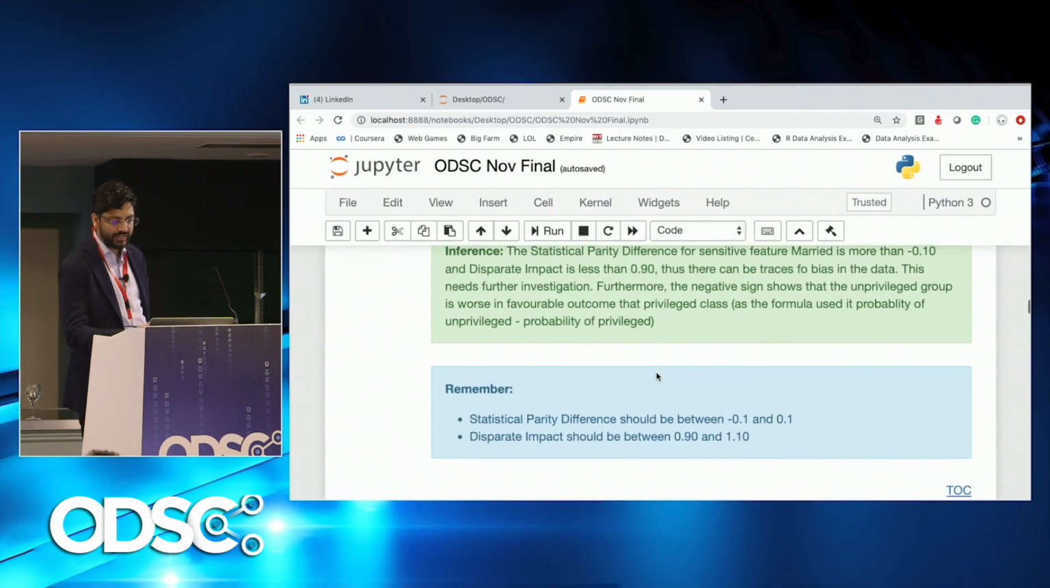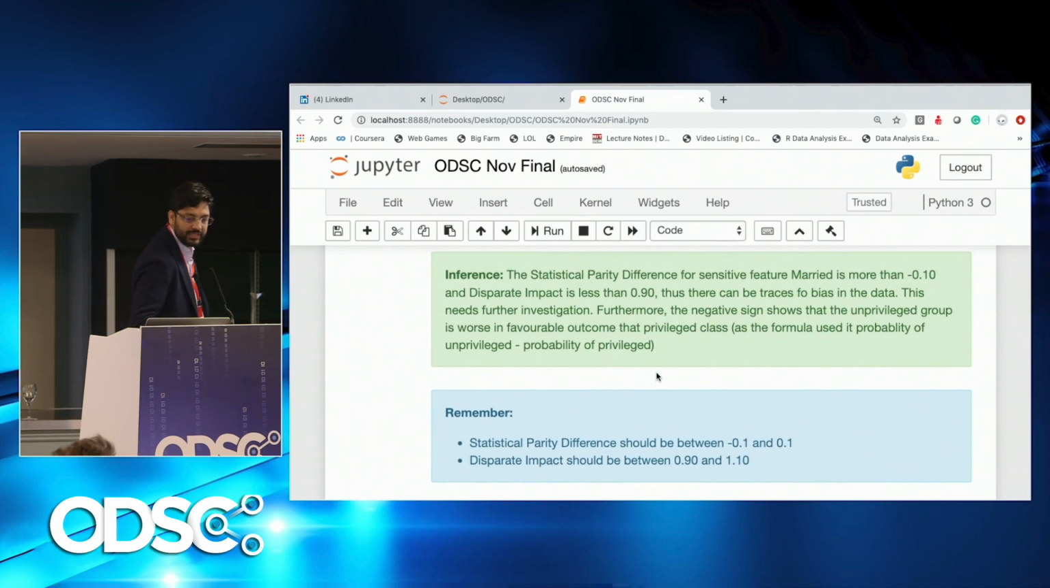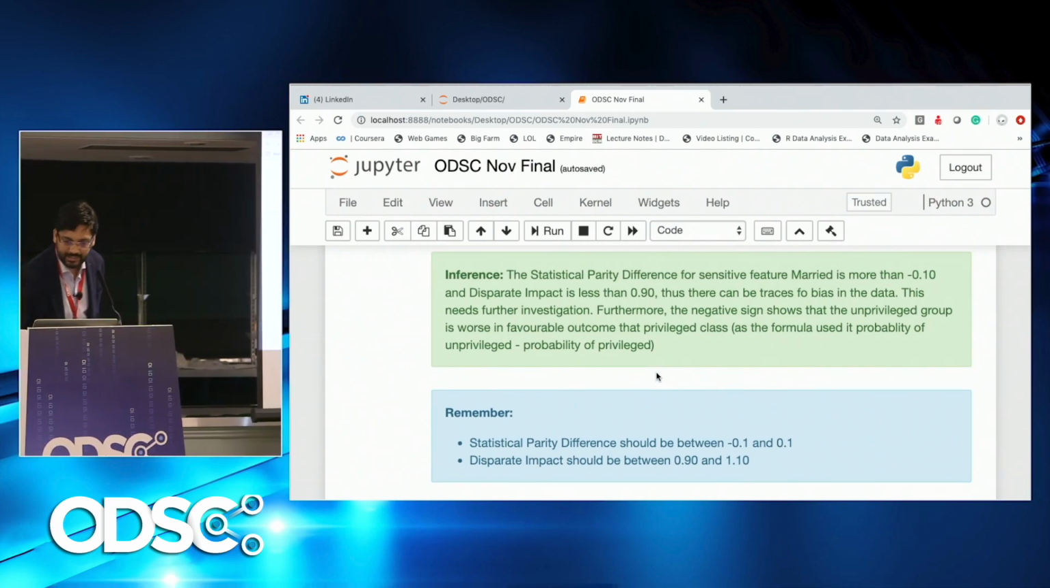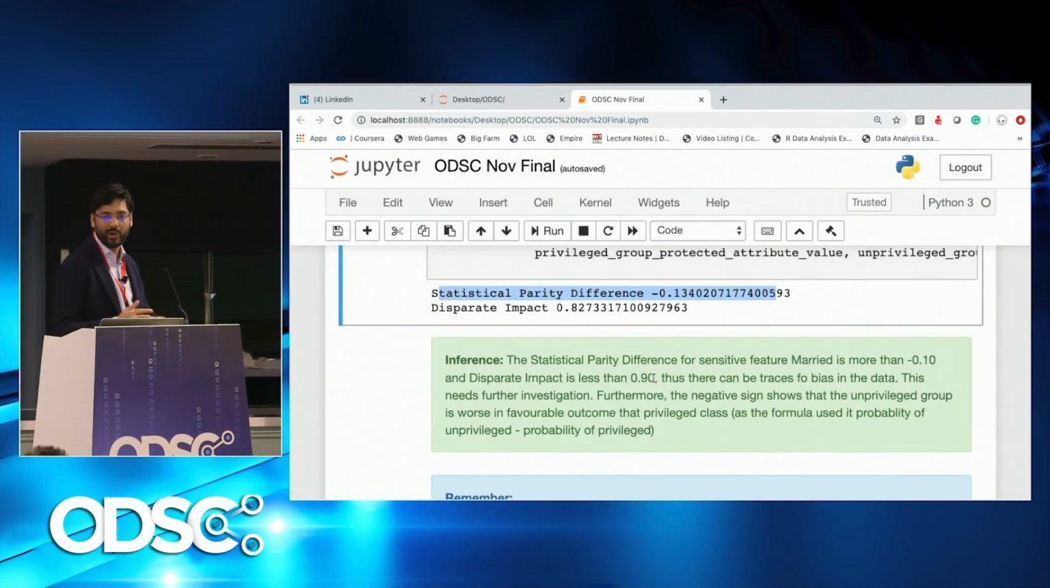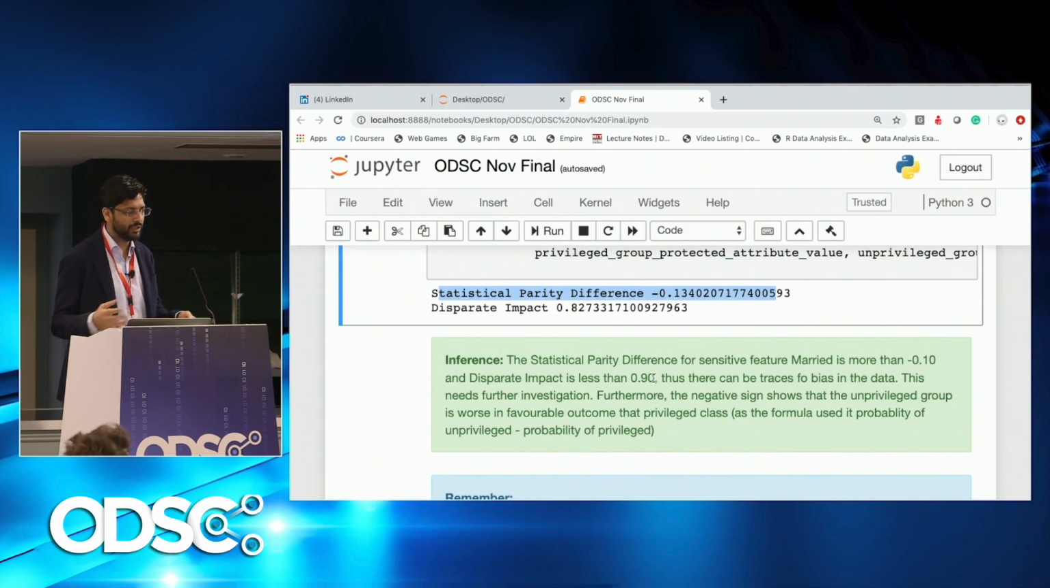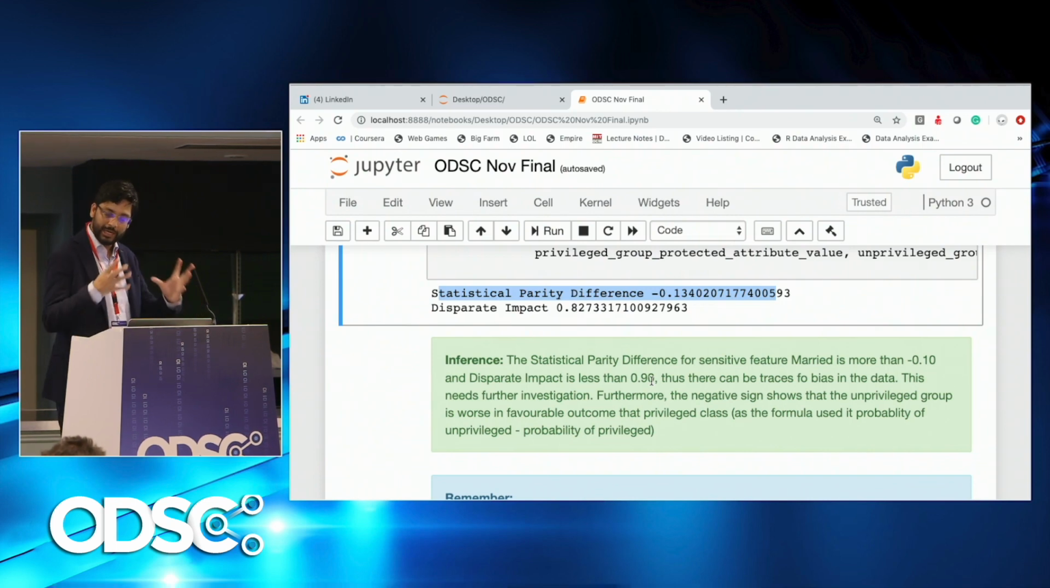Okay, so what we are doing here is the same thing, and we again got the same result. Here we see the statistical parity test for the sensitive feature married is more than 0.10. Let's say, is it more than 0.10? Yes, it's 0.13, which is more than 0.10. So we allowed 10% bias, but there is a 13% bias. Similarly, in disparate impact, it should be 1, but it is 0.82, which is around 18% bias or 18 points of bias. So we can actually say there is something wrong in my data.